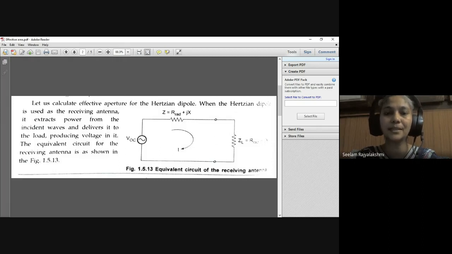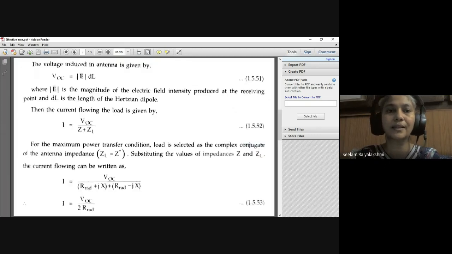This is the impedance, Z equals R rad plus jX, and this is the circuit of the receiving antenna. The voltage induced in the antenna is given by V equals E dl, where E is the magnitude of the electric field intensity at the receiving point, and dl is the length of the Hertzian dipole. The current flowing in the load is given by I equals V by Z plus ZL. For the maximum power transfer condition, the load is selected as a complex conjugate.